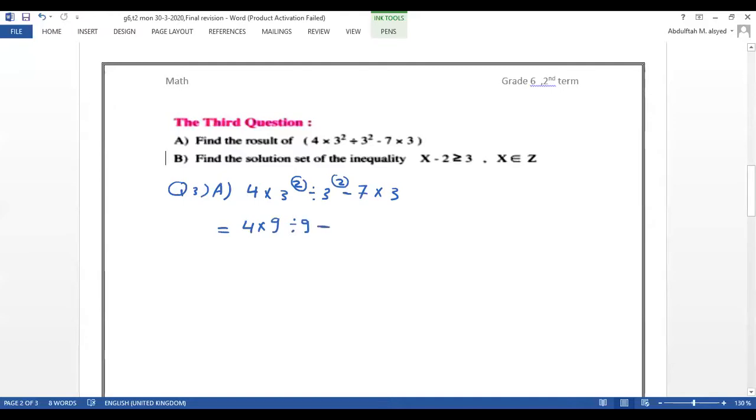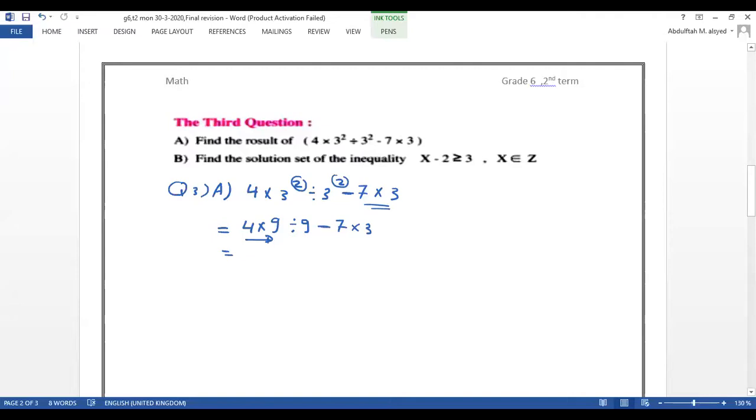Minus 7 times 3. Times and divide take the same order, from left to right.